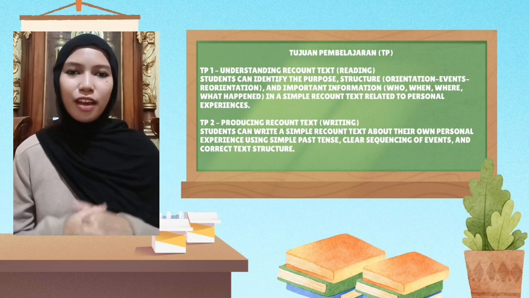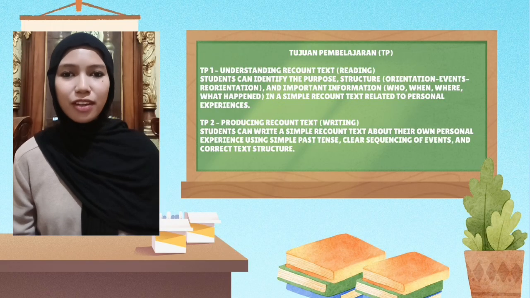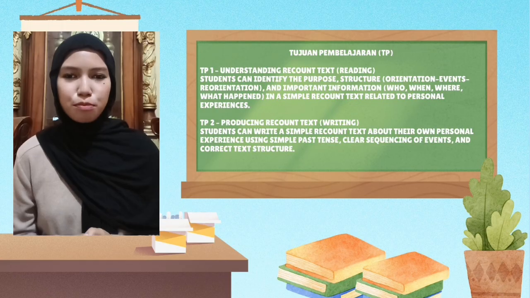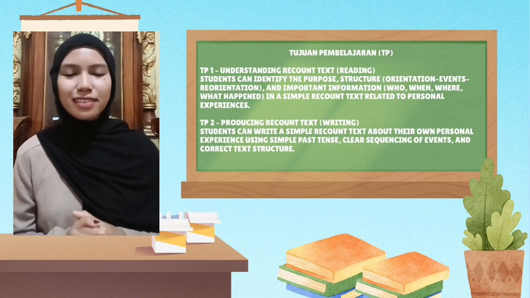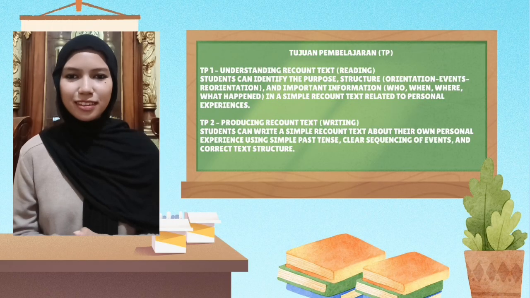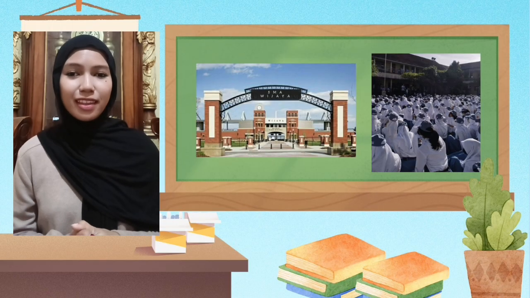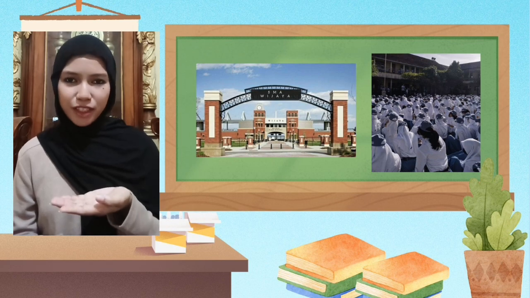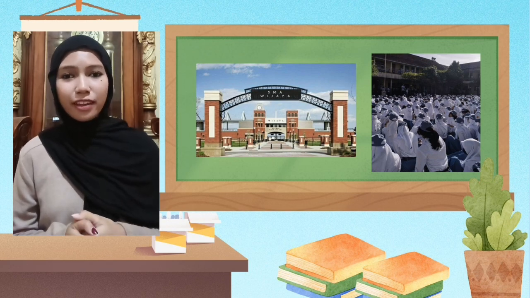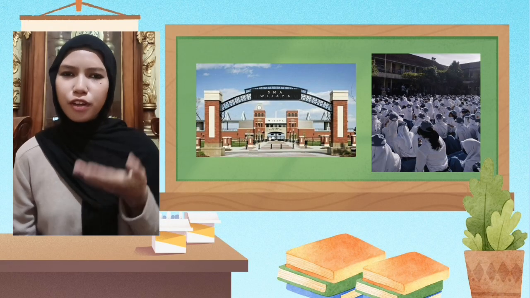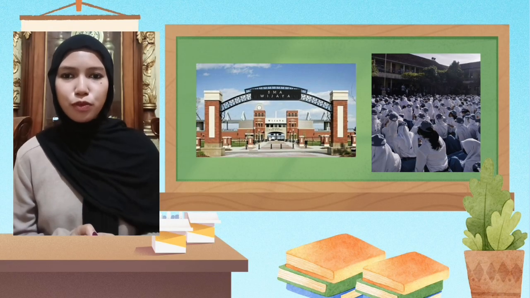So today, first kita akan read and understand the recount text, and later kalian akan write your own story. But don't worry, we will learn step by step. Jadi santai aja kita belajarnya pelan-pelan, okay? Alright, before we read the text, please look at this picture. This picture shows a school gate, new student, and school orientation activities. From this picture, kalian bisa guess what the text will be about.